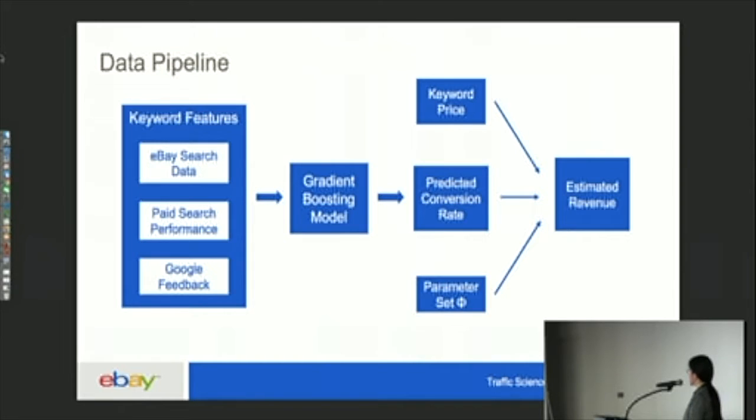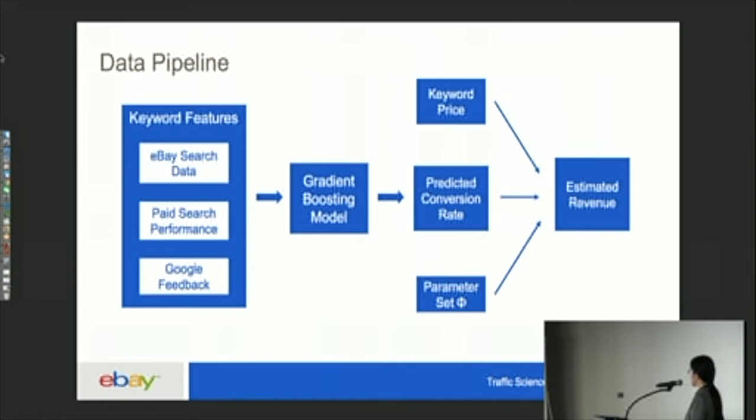So we use a gradient boosting tree to predict the conversion rate of each keyword, and we feed 3 types of features into the gradient boosting tree. The first is the features from the eBay search data. For example, on the search result page of a keyword, the number of add to cart activities, the number of add to list activities, we use these types of features. And the second type are the paid search performance, which is the number of conversions, the value of the revenue the keyword has earned in the paid search channel.